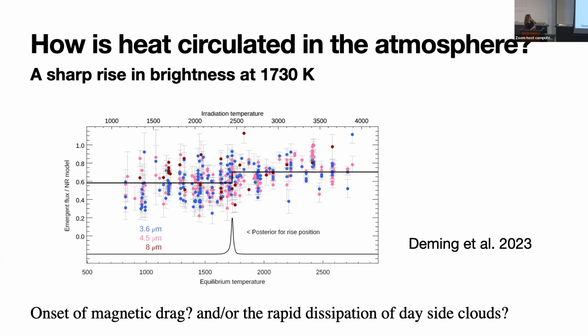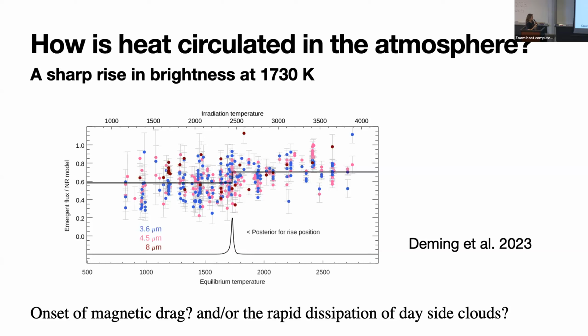So this is the result. This is the emergent flux of the planet on the day side, normalized to a model prediction that allows you to put all these on the same axis. And what he found is that there's actually a sharp increase in the day side brightness temperature at around 1700 Kelvin. It's still not clear exactly what's causing this.